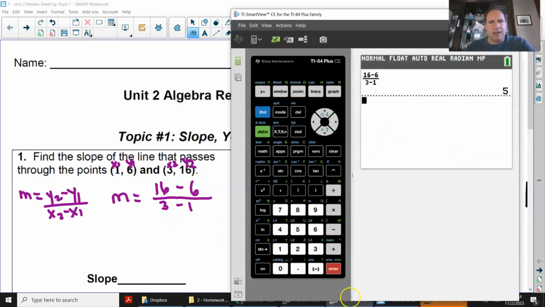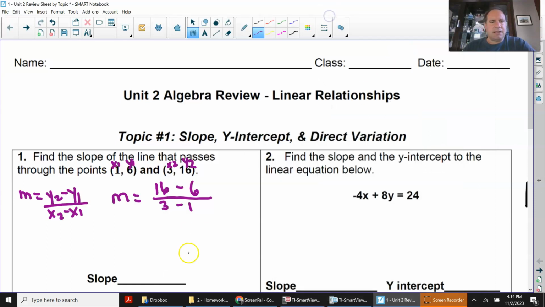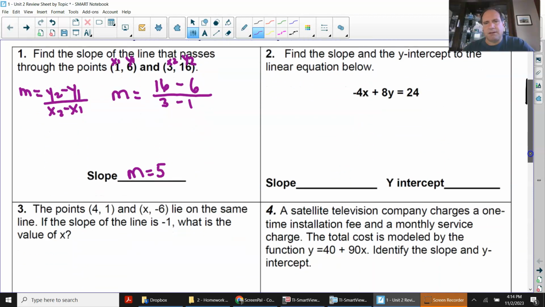So you grab your calculator and put that directly into your calculator. 16 minus 6 is the numerator, the denominator is 3 minus 1, and you get 5. The slope is 5, and that is it. Let the calculator do your work for you. It's a positive slope, goes up from left to right.